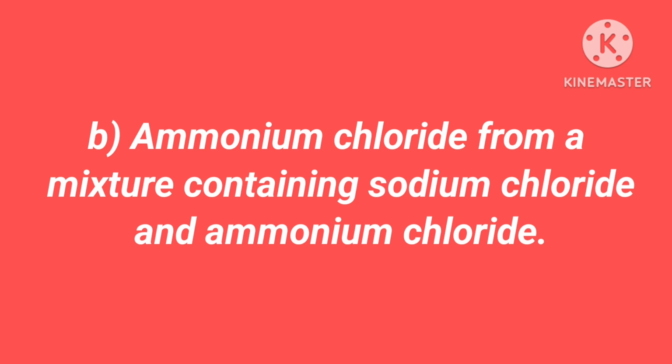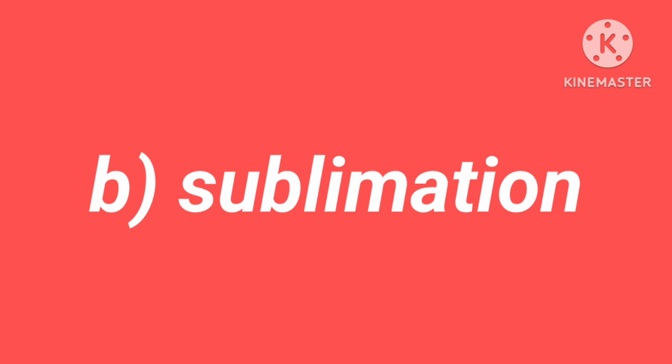Second question: aluminium chloride from a mixture containing sodium chloride and aluminium chloride. Here we have to know that aluminium chloride is also a solid. Both, I mean the sodium chloride, NaCl, is also a solid. How do we separate them? By the method of sublimation.